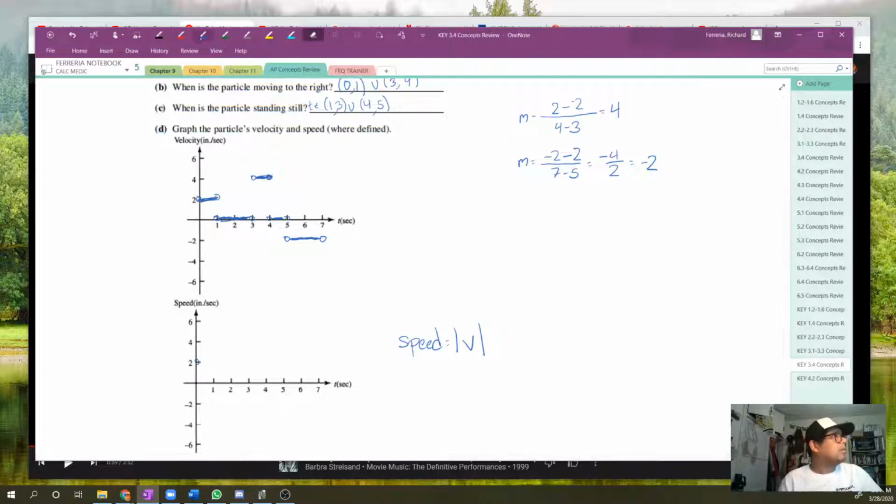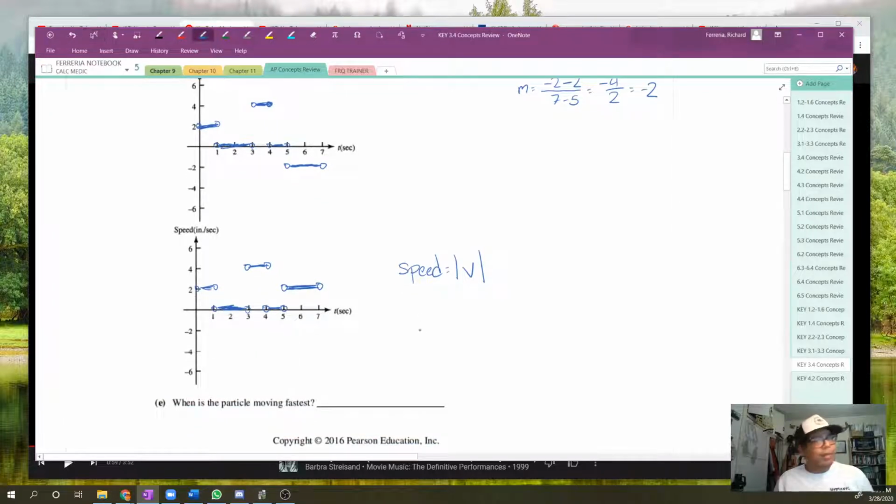0 to 1. 1 to 3. The slope is 0. The absolute value of 0 is 0. From 3 to 4, the slope is 2, and the absolute value of 2 is 2. From 4 to 5, the slope is 0. I should be saying the velocity is 0. So the absolute value of 0 is 0. And then here's that one change. From 5 to 7, the velocity is negative 2, and the absolute value of negative 2 is 2. So the absolute value curve is just like the velocity curve. It's just that everything is above the axis where it would have been below the axis. So there's our speed graph.